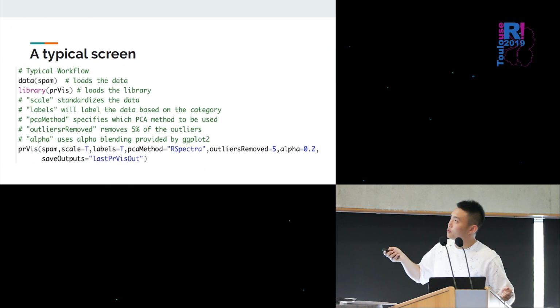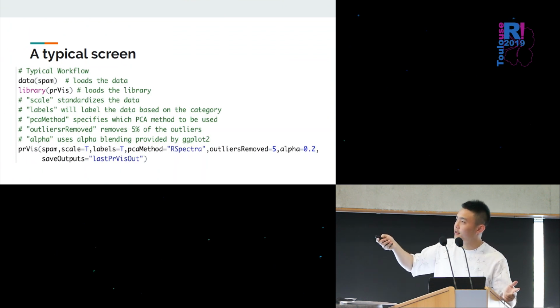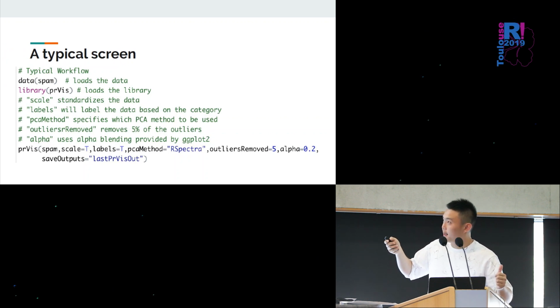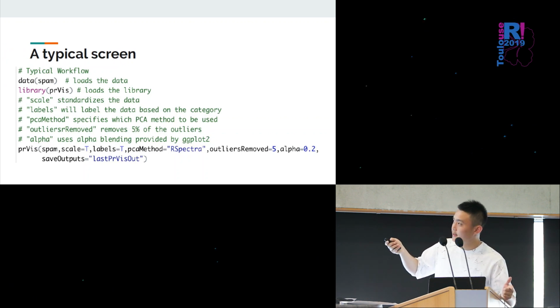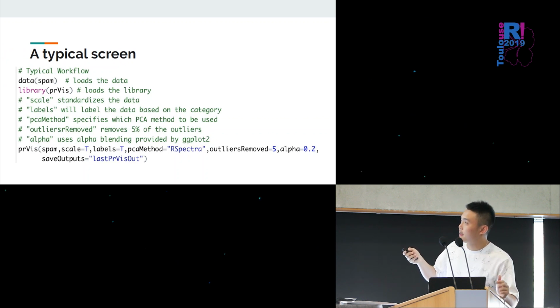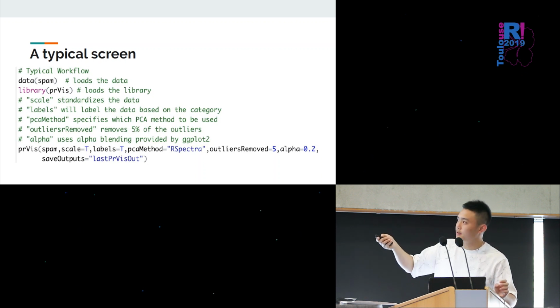So this is a typical screen. We load the data, we load the library, and we call the main function here. We first scale the data as a preprocessing stage, and we use rSpectra as our PCA method and remove 5% outliers by class, and we save the outputs to this file.